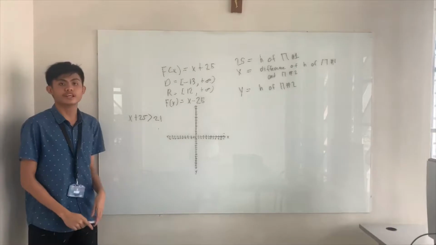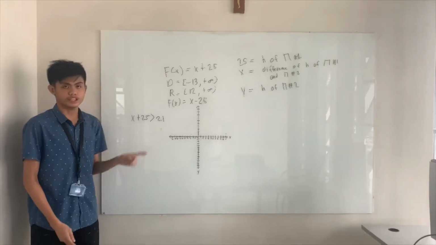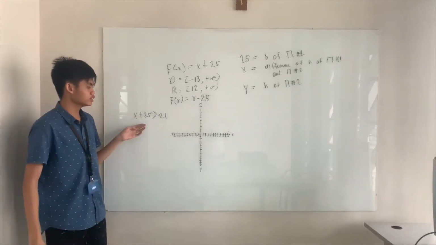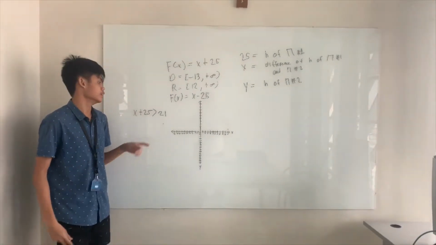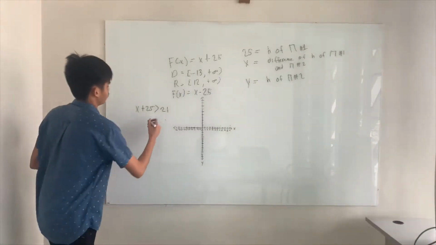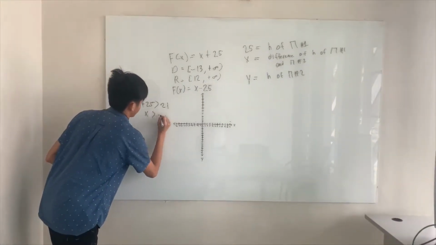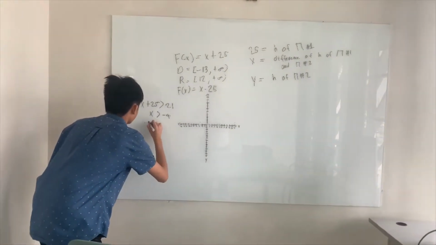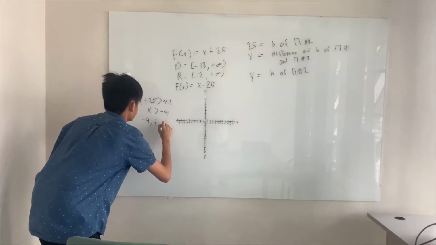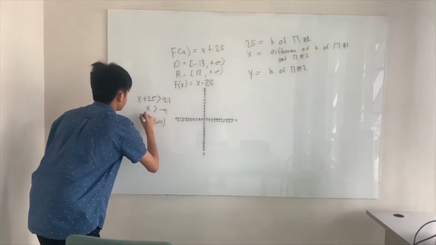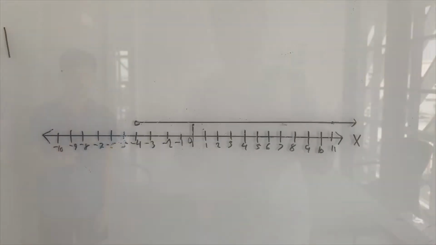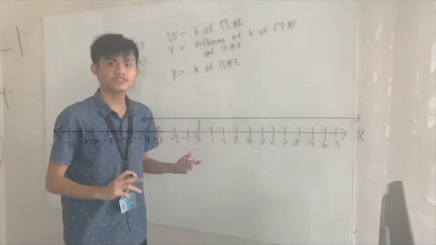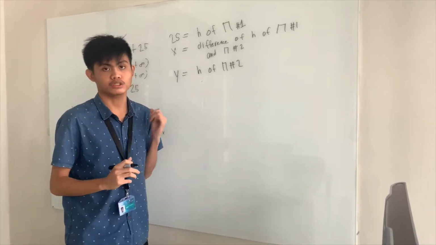So what if we change the equality sign to an inequality one? For example, for a function, we chose x plus 25 greater than 21. So the domain we will be getting would be x greater than negative 4. The interval notation for this function would be negative 4 to positive infinity, excluding negative 4. The graph would be from negative 4 to positive infinity, excluding negative 4.